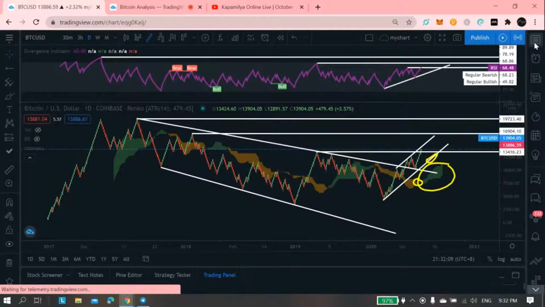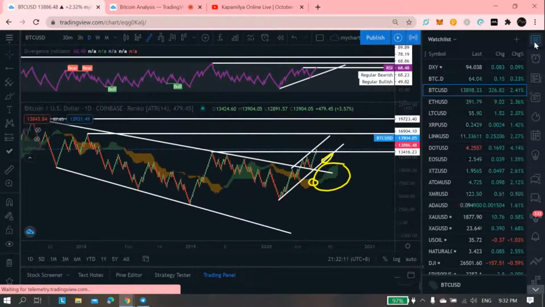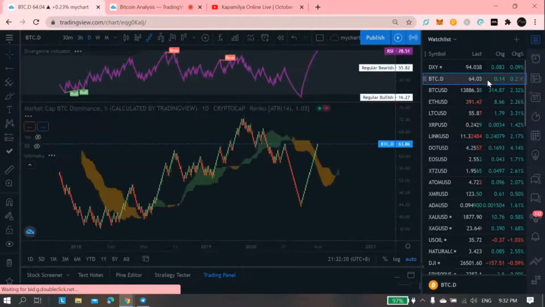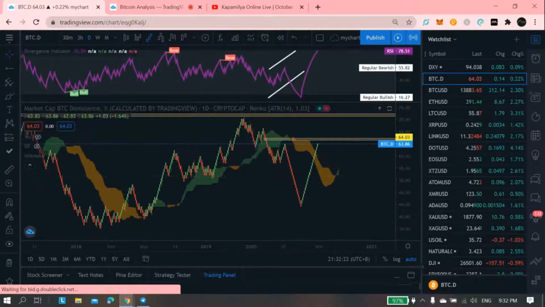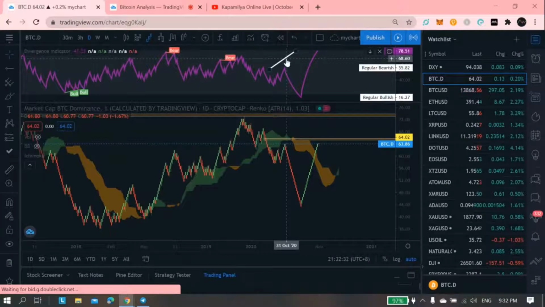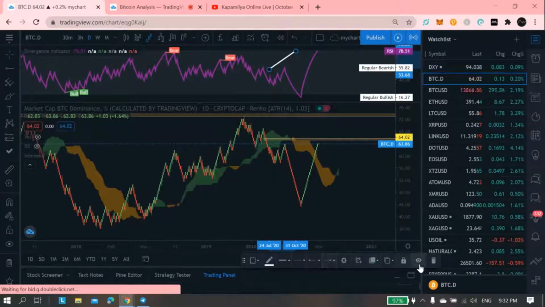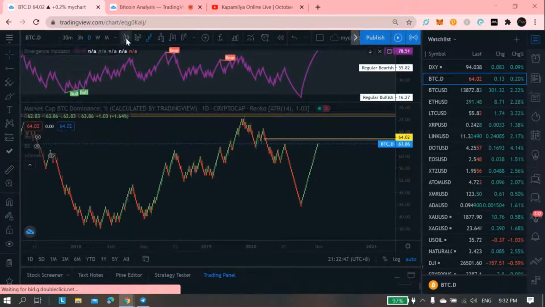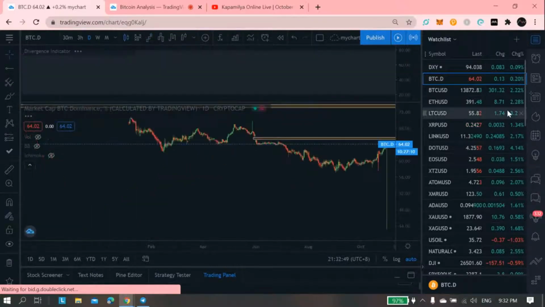So now let's move on to, wow, Ethereum is at 391. I also have a current position in Ethereum, but I think I did not include that in my trading journal. So anyway, let's hide the Ichimoku cloud first, and let's use the candlestick first before the Renko chart.